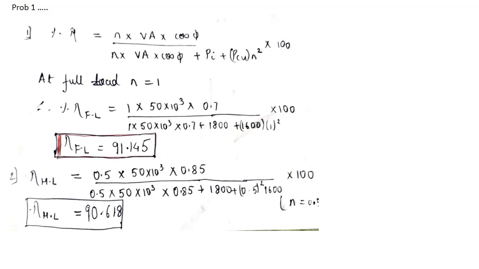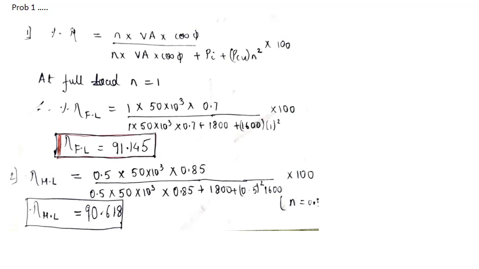Now in the second part, we need to calculate the efficiency at half load. As soon as I say half load, automatically the value of n becomes equal to 0.5. How did I obtain 0.5? Half load, what is the load? It is half. So n will be actual load divided by the full load. So it is 50% of the load, so it comes out to be 0.5.